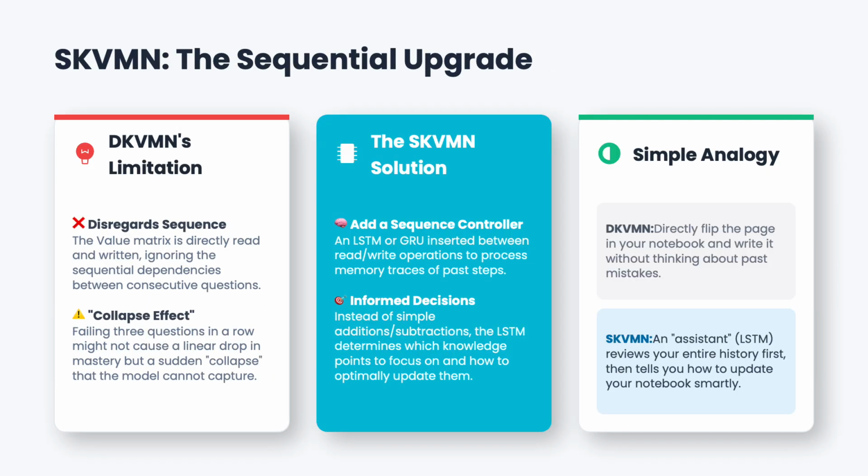DKVMN is already great, but does it have any shortcomings? Of course it does. Its biggest limitation is that it's a bit forgetful and ignores the sequence of learning. It treats each learning session as an independent event, which is inaccurate in reality. What we learn today is definitely influenced by what we learned yesterday. To solve this problem, SKVMN came into being. Building on DKVMN, it adds a sequential controller, which you can imagine as a particularly smart teaching assistant.